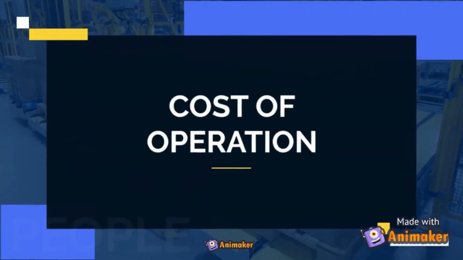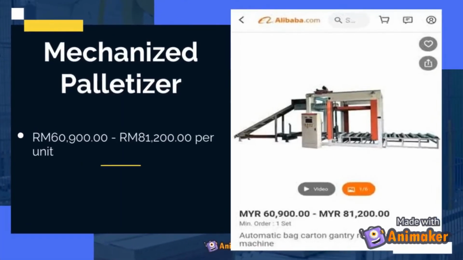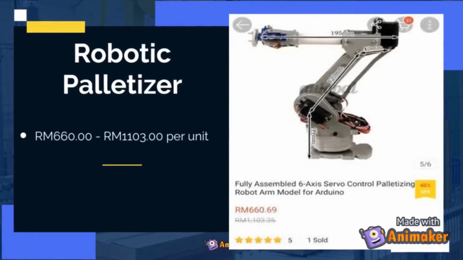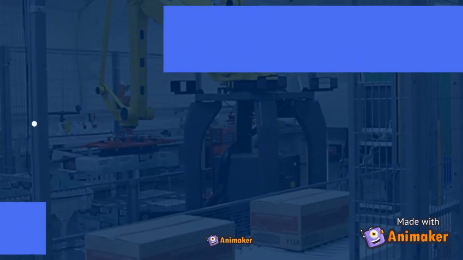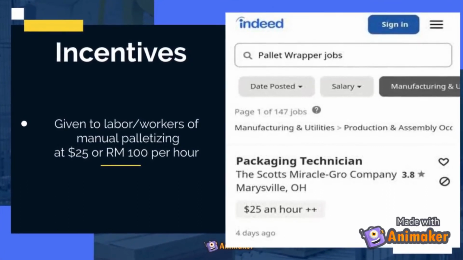Cost of operation. Mechanized palletizer. It costs around 60,900 ringgit to 81,200 ringgit per unit. Next, robotic palletizer. It costs around 660 ringgit to 1,103 ringgit per unit. Incentives. In incentives, the payment that is given to labor or workers of manual palletizing is around $25 or 100 ringgit per hour.